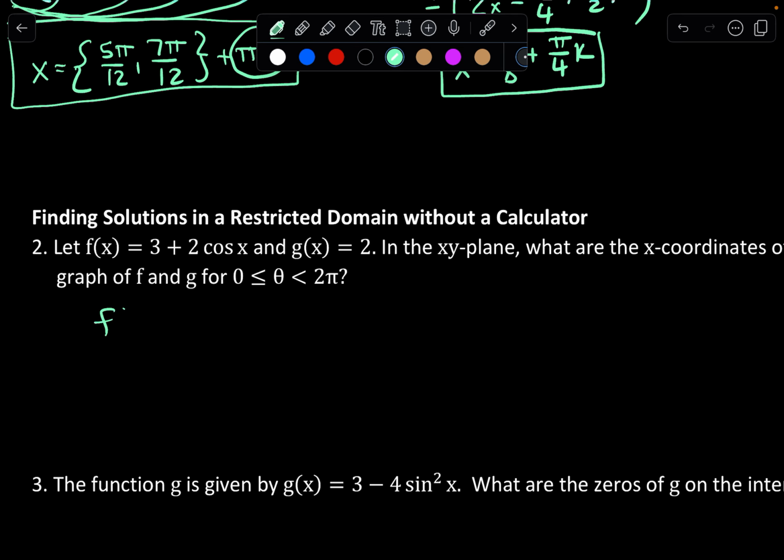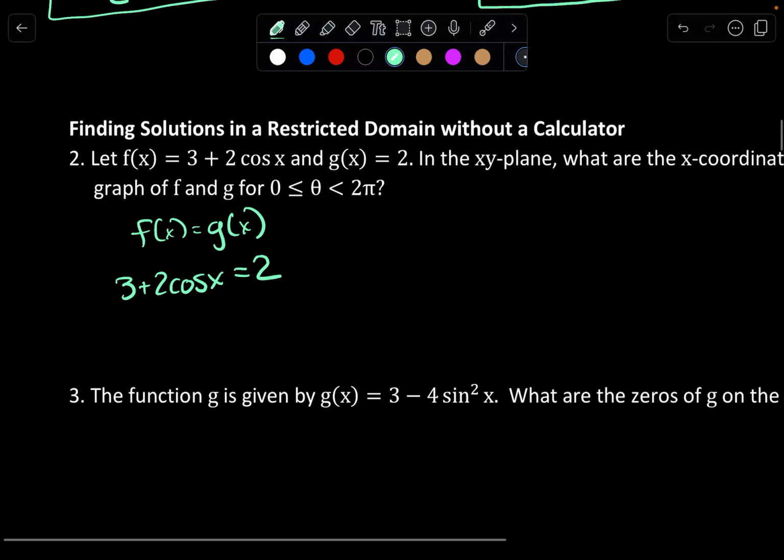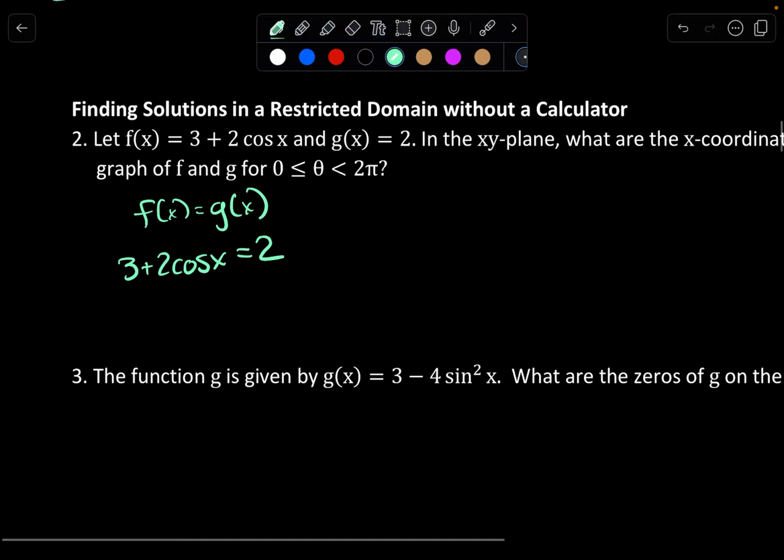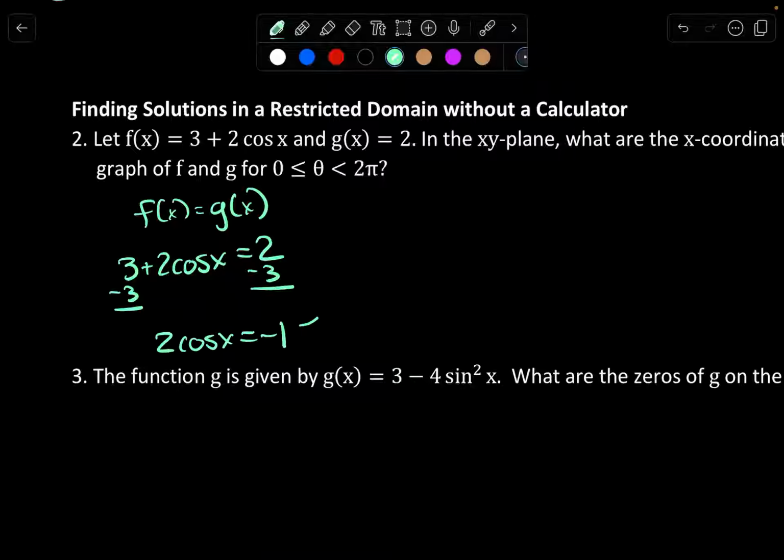So we have f of x is equal to g of x. F of x is 3 plus 2 cosine x, and then g of x is just 2. Okay, so we want to find when do f of x and g of x intersect, and we set two expressions equal to one another in order to find where this happens. So again, we want to isolate the trig, so I'm going to subtract 3 from both sides. So I'm left with 2 cosine x, which is negative 1. And then we'll divide both sides by 2, so I get cosine of x is equal to negative 1/2.